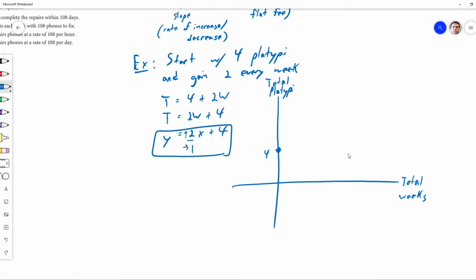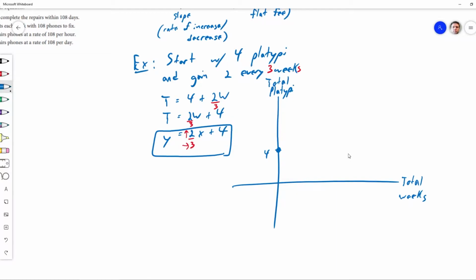But I'm going to tweak something here. Instead of gaining 2 every week, what if we gained 2 every 3 weeks? How would that affect things? Well, it actually means that your slope would become 2/3. And this actually makes sense because you'd be going up 2 platypi, but it would take 3 weeks this time.